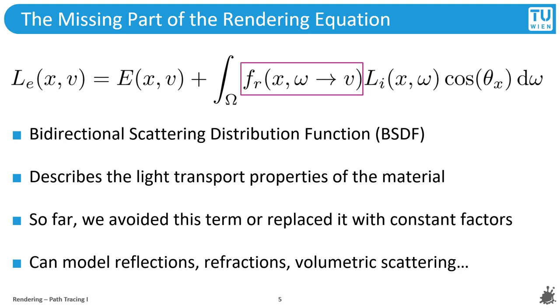The full name of the BSDF is the bidirectional scattering distribution function, and it's the part of the rendering equation highlighted here that so far we just ignored or replaced with something constant in the examples. The job of the BSDF is to describe the transport of light by a material. Specifically, the result of the function, as it is written right here, is the amount of incoming irradiance from a direction omega that is passed on to a different direction, v, at a surface point x.